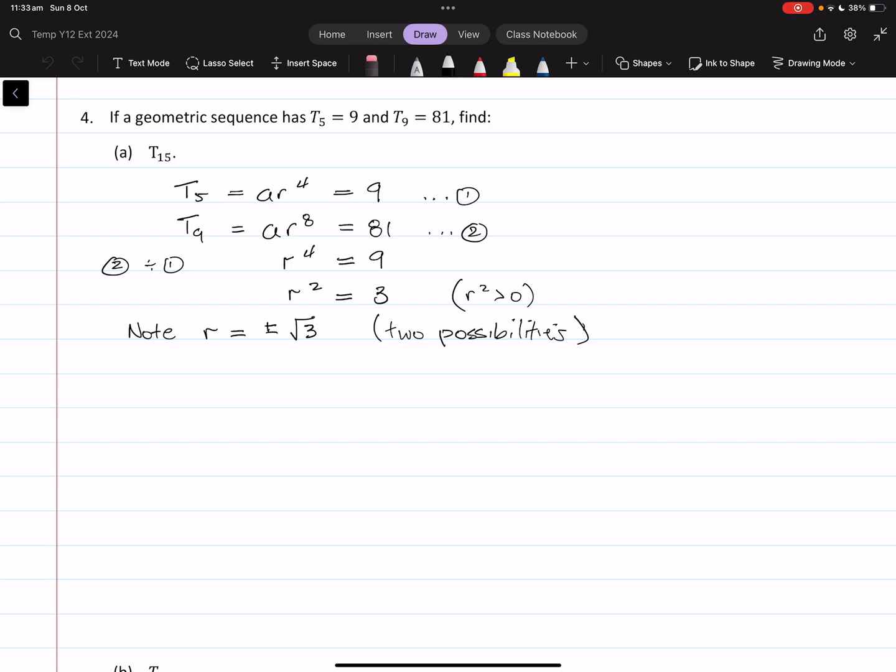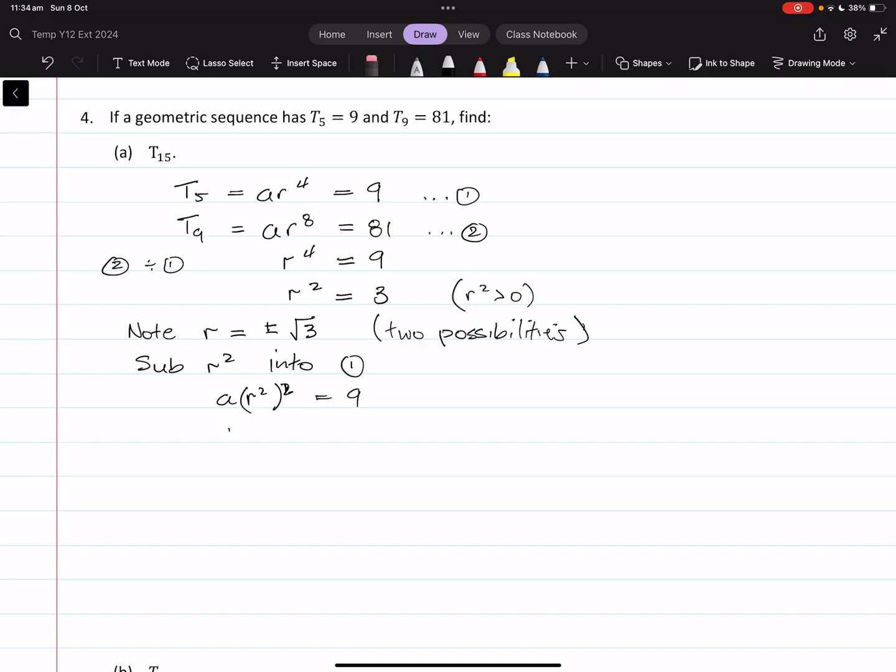All right, now we need to find term 15. So let's find a now. We've got the r squared value. I'm going to sub the r squared value rather than the plus or minus root 3. Let's substitute r squared into equation number 1, because it's the simplest substitution. And so we get a times r squared squared, that's ar to the 4, is equal to 9.